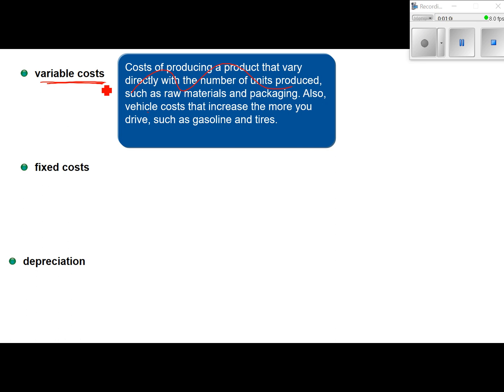Things like gasoline, oil, different tires, any kind of repairs, those are all variable costs. It's not something that stays the same all the time for the life of your car. Gasoline prices can go up, oil prices go up. The cost to get new tires goes up.